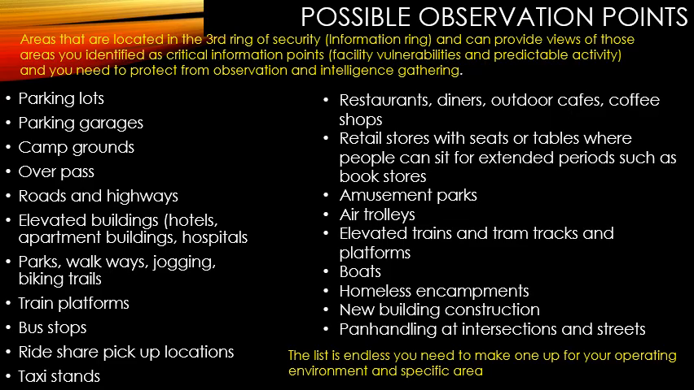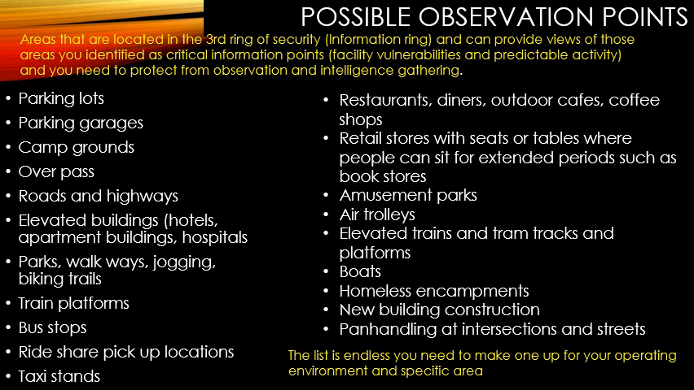So, possible observation points. Areas that are located in the third ring of security, what's considered the information ring, and can provide views of those areas identified as critical information points. And these are facility vulnerabilities and predictable activity, and you need to protect them from observational intelligence gathering.